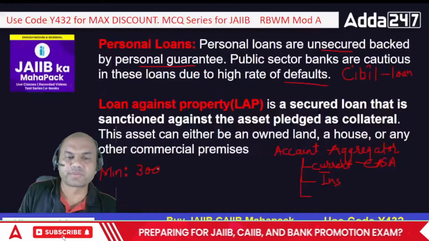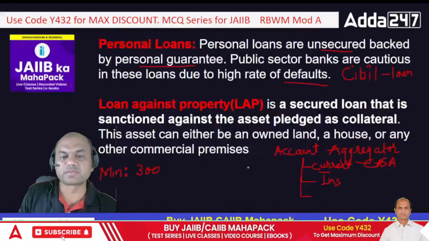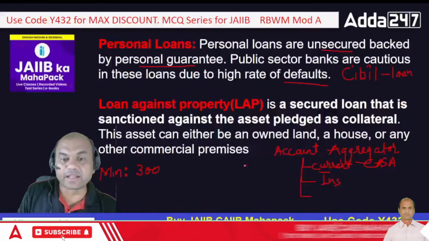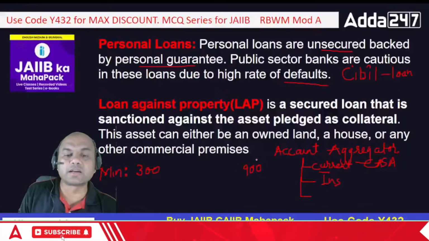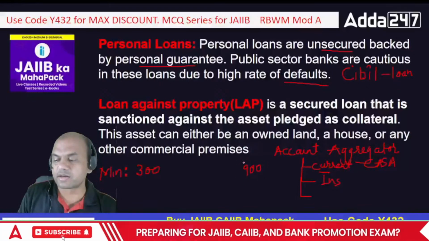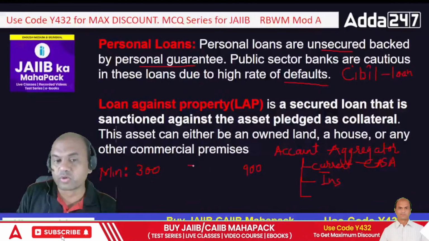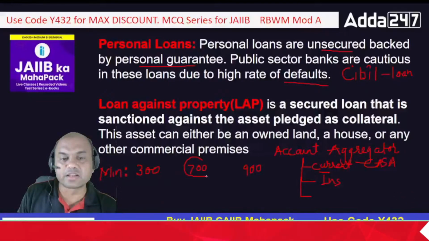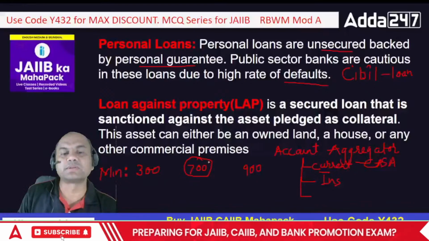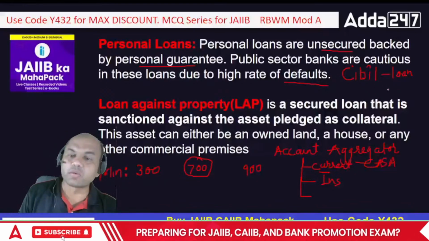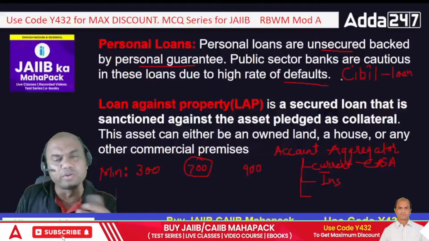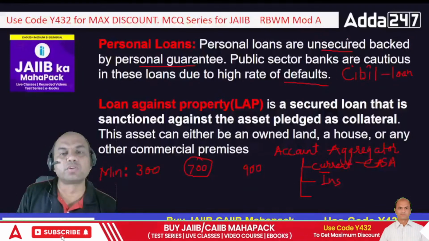300, correct. Yes. What is the maximum CIBIL score? 900, correct. Not more than 900. CIBIL can't be more than 900. 300 to 900. And what is a good CIBIL score then? Good depends on bank to bank, but generally 700 is considered a good CIBIL score. So now based on CIBIL, we can directly give loans immediately, unsecured loans.